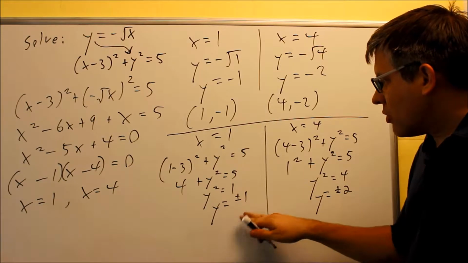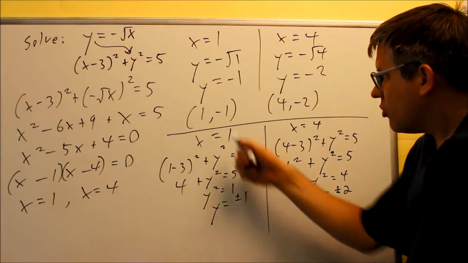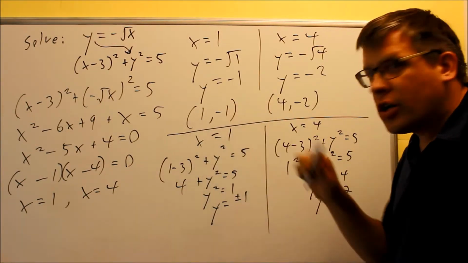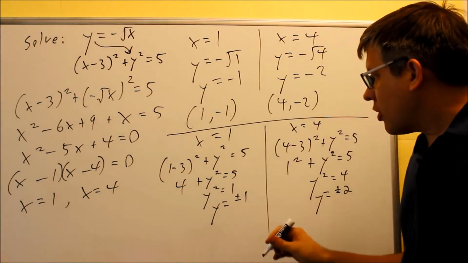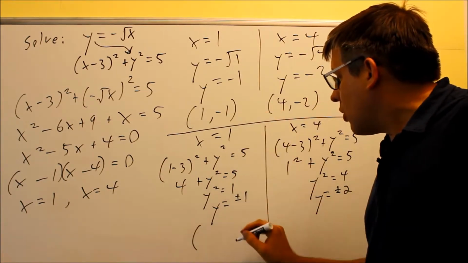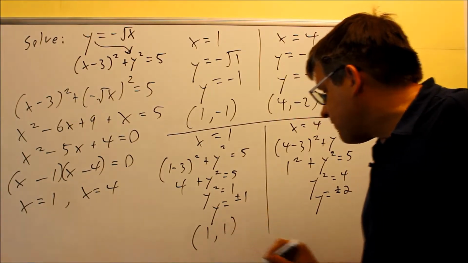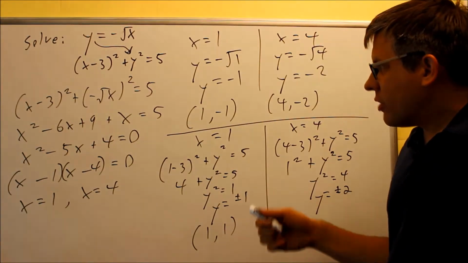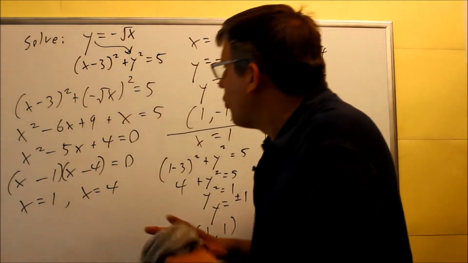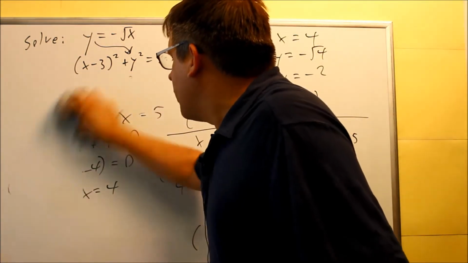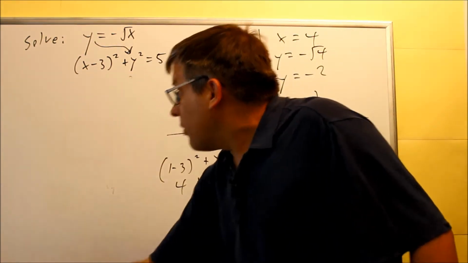Okay, so let's look at what we have here. We do get the first answer, 1 and negative 1. But another point we would get from this one that we didn't get earlier would be 1 and also positive 1. So let's take that point and put it back into the original.